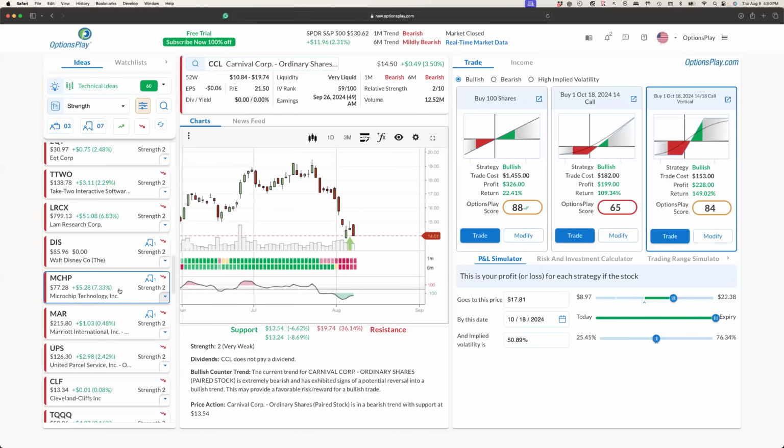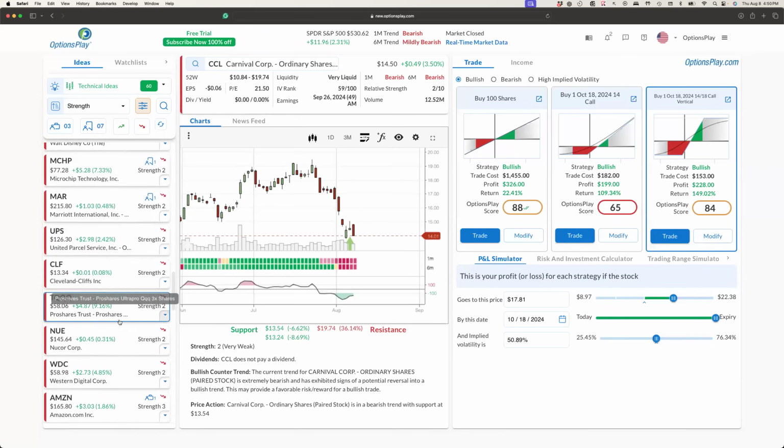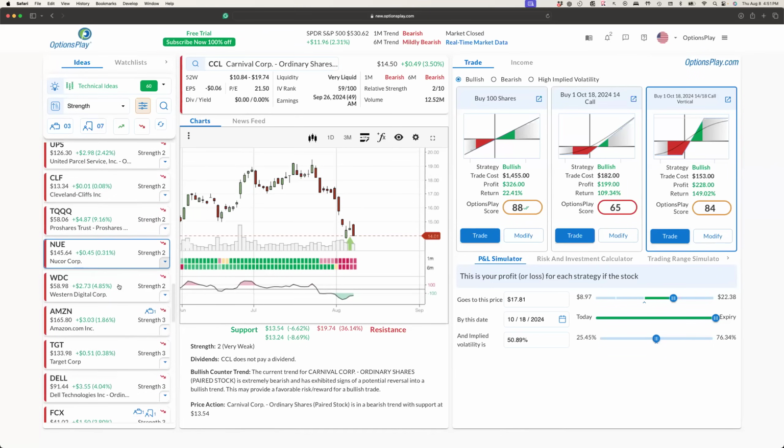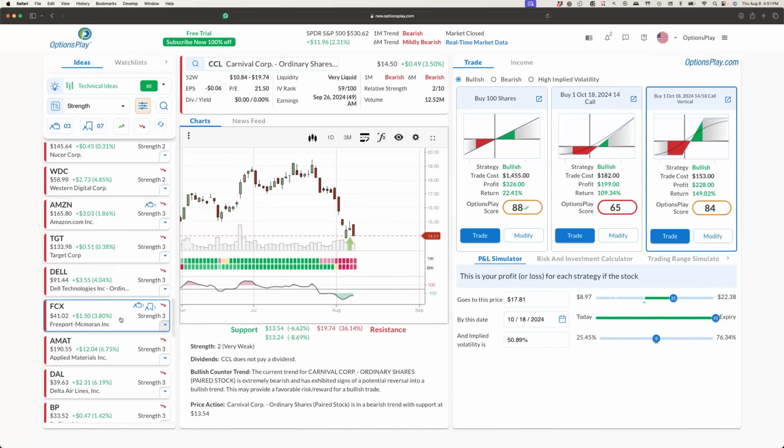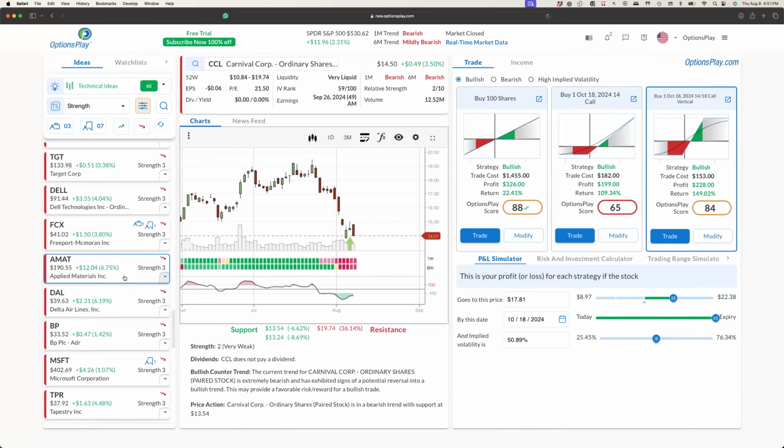Lam Research up 7%, Microchip 7%, Western Digital nearly 5%, Freeport-McMoRan 3.8%, Dell 4%. Applied Materials 6.7%, Delta 6.19%. Looking for stocks that are going to bounce faster than the rest of the market, this list is a pretty good starting point to help you identify those stocks.